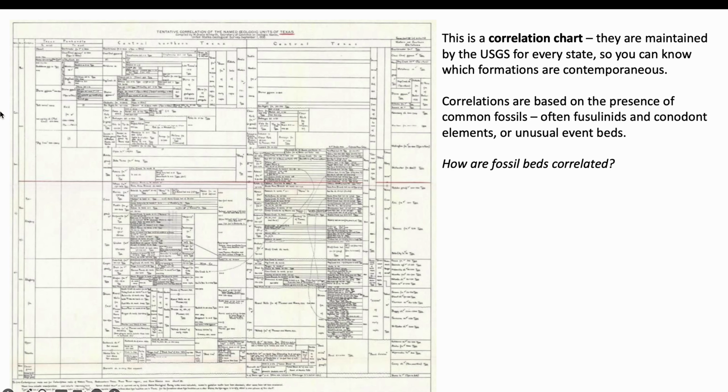So here's a correlation chart. It just shows that if you are in Texas, or if you're in central Texas, coastal Texas, Texas Panhandle, this is the formation that you'll find that's been mapped anyway. Here's what it corresponds to in the other parts of Texas. Here's what it corresponds to in the mid-continent of the U.S. Things like this are very, very useful, not just for paleontologists, but also for people in the energy industry who are trying to figure out.